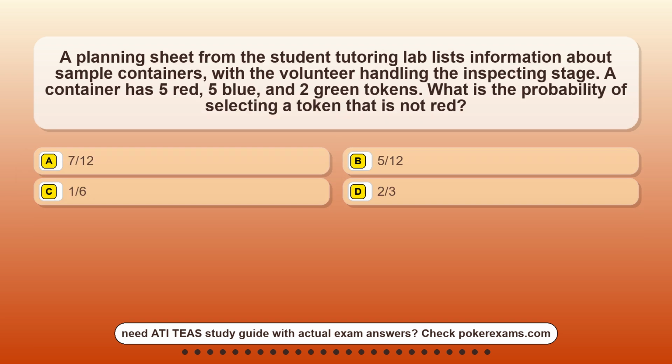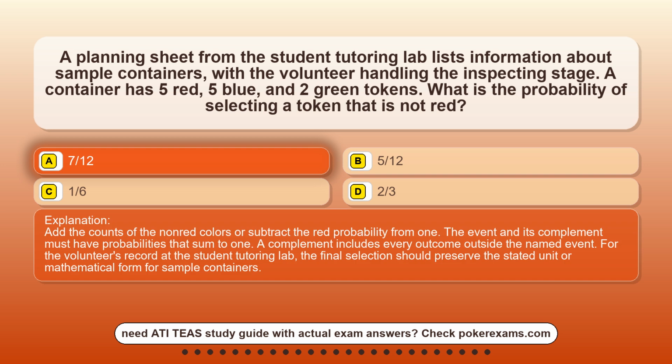Question 3. A planning sheet from the student tutoring lab lists information about sample containers, with the volunteer handling the inspecting stage. A container has 5 red, 5 blue, and 2 green tokens. What is the probability of selecting a token that is not red? Option A, 7/12. Option B, 5/12. Option C, 1/6. Option D, 2/3. The correct answer is option A, 7/12.